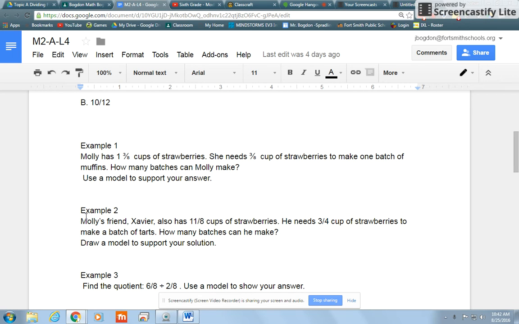So the question we had was example number 2. Molly's friend Xavier has 11/8 cups of strawberries. He needs 3/4 cup of strawberries to make a batch of tarts. How many batches can he make? Draw a model to support your solution.